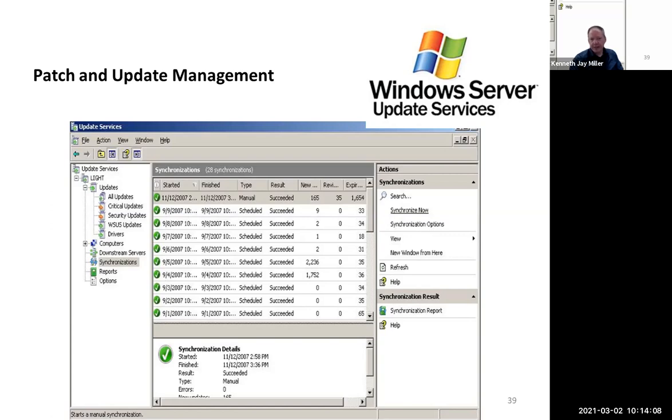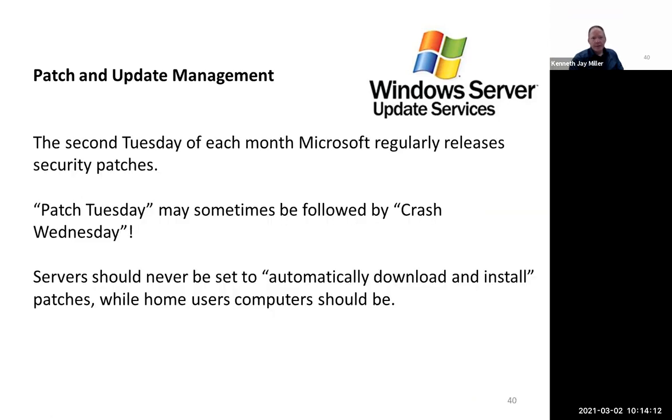And then we'll see the error messages if they're not there. Okay. Now, the second Tuesday of each month, Microsoft regularly releases patches, and Patch Tuesday may sometimes be followed by Crash Wednesday. So we always want to make sure that servers are never set to automatically download and install. While most home users' computers should be set that way.